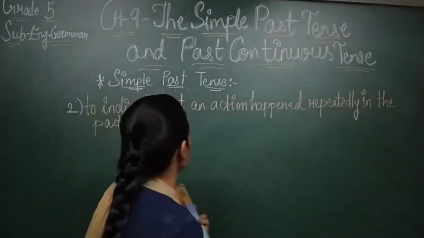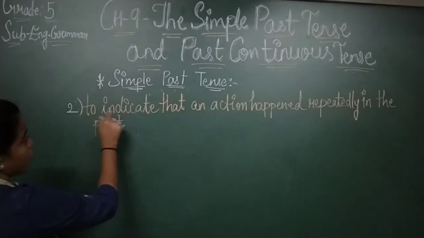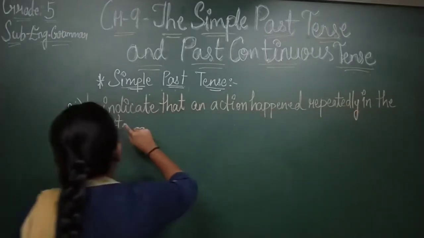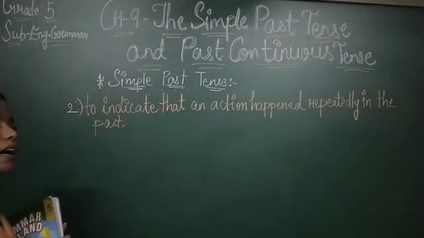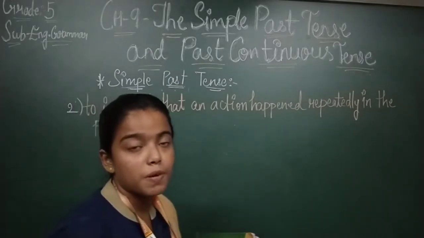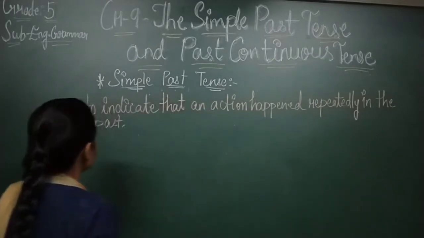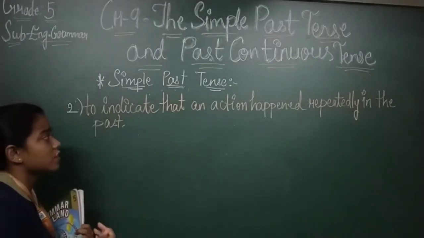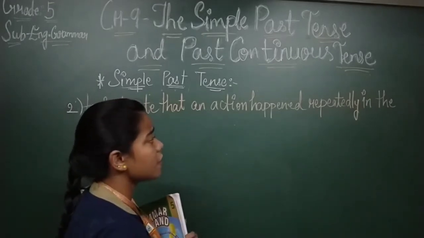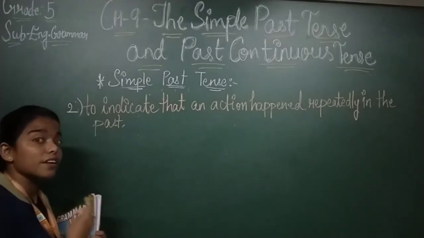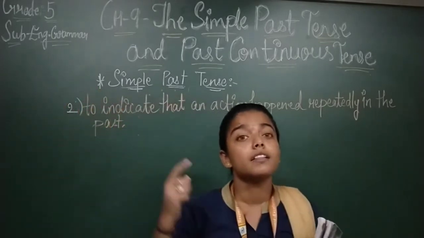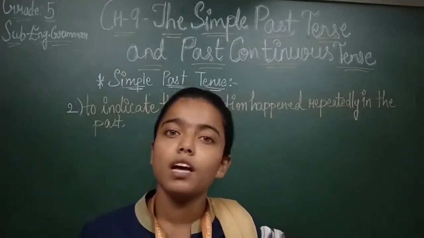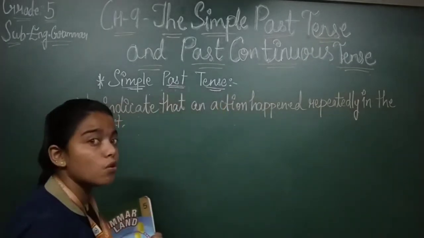So let's see the next point of simple past tense: to indicate that an action happened repeatedly in the past. As we know, the simple present tense also has that point. So in the simple past tense also we have the second point, to indicate that the action, meaning the verb, happened repeatedly in the past. You remember that the second point of simple present tense shows the action that happens repeatedly, regularly, with us, right?